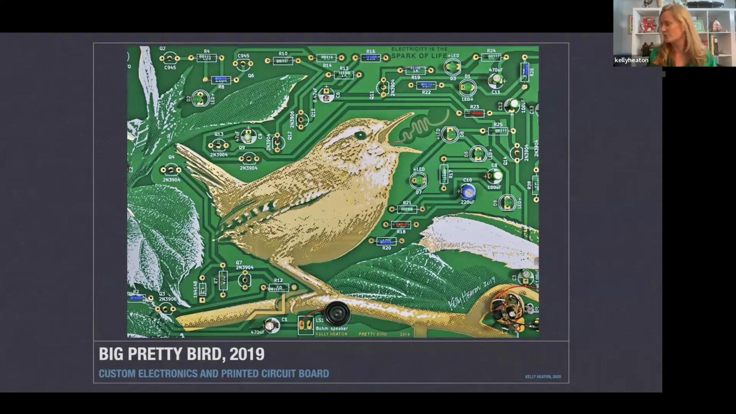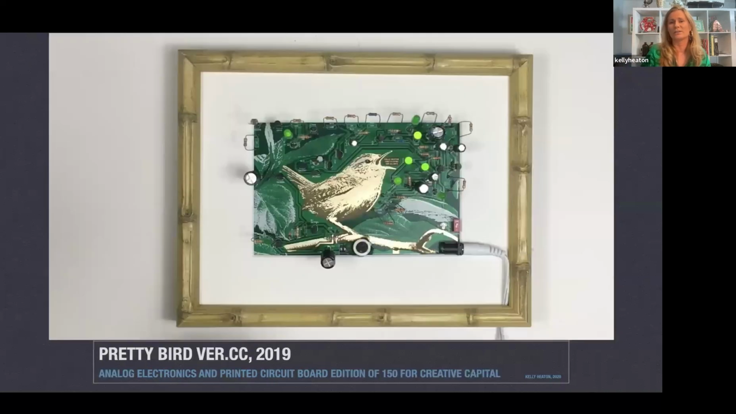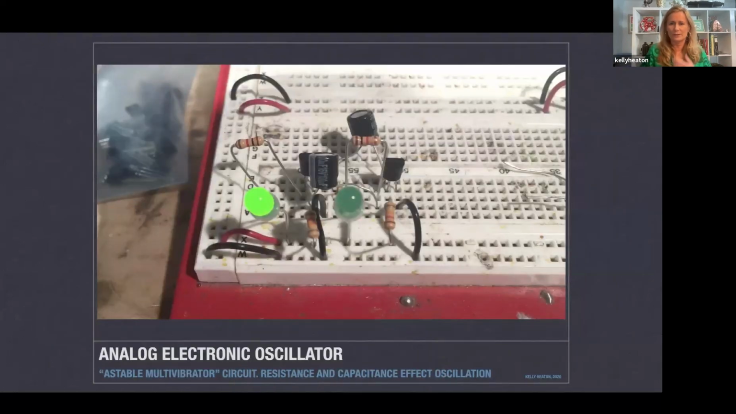And just to give you a sense for scale, I have the piece right here I'll hold up. So this is a really, really big circuit board. In fact, it's the largest circuit board that you can make using the standard fabrication methods in factories. And I've been working with a factory in Shenzhen, China since 2018. So you saw this before, the pretty bird piece.